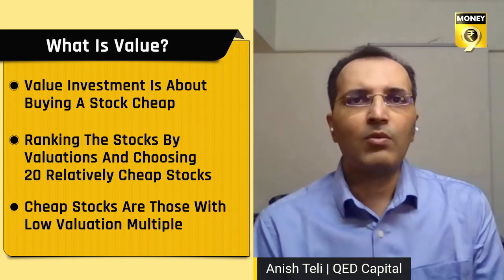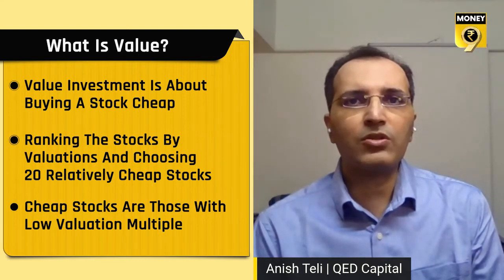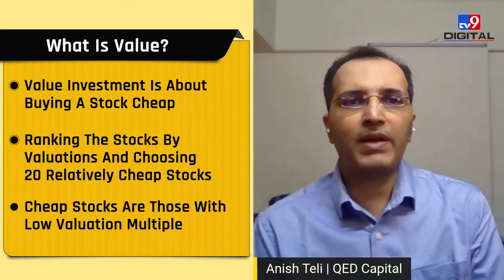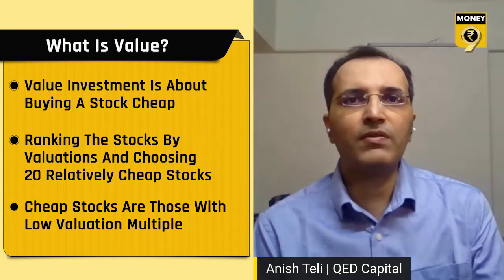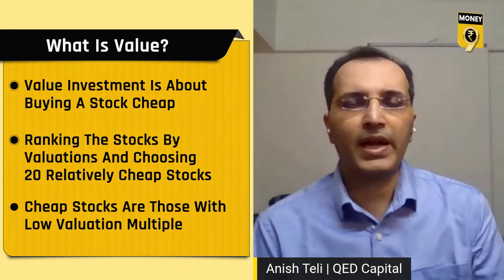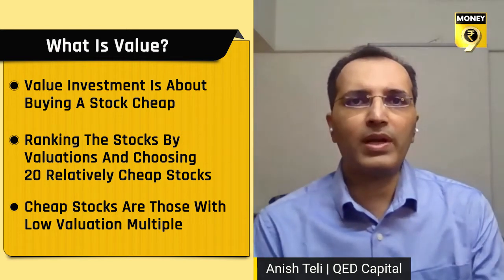Now in factor investing, we don't know which particular stock that is. We are basically just going to rank the stocks by valuation and construct a portfolio of the 20 most relatively cheap stocks from the bottom, and then every month or quarter we will again do that ranking and again rebalance. The stocks which have become expensive, or rather have reverted back to the mean, go out, and the relatively cheaper stocks come in.